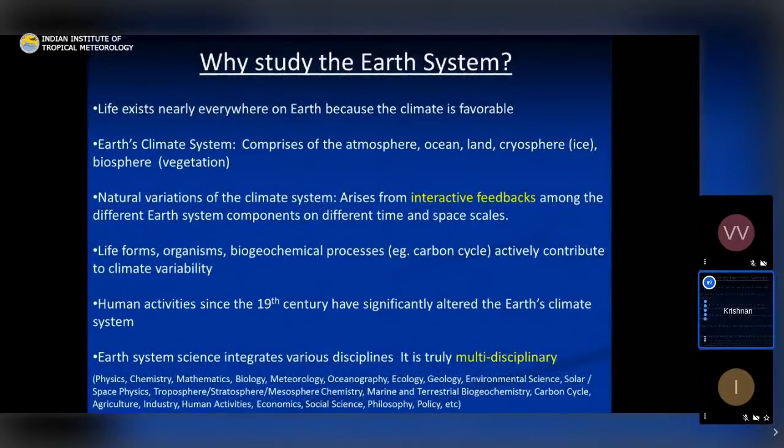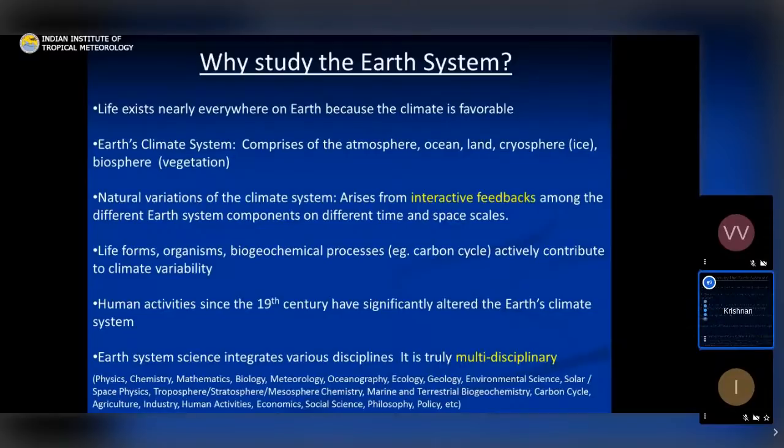So now basically I will focus on the Earth system modeling work at IITM. So the question is, why study the Earth system? Basically, life exists nearly everywhere on the Earth because the climate is favorable. And the Earth system comprises different components: the atmosphere, the ocean, land, cryosphere, that is the ice, and the biosphere. So they are all continuously interacting, and it's very important to understand climate by interactions among these different components. And natural variations of the climate system are known to arise from these interactive feedbacks on different space and time scales.